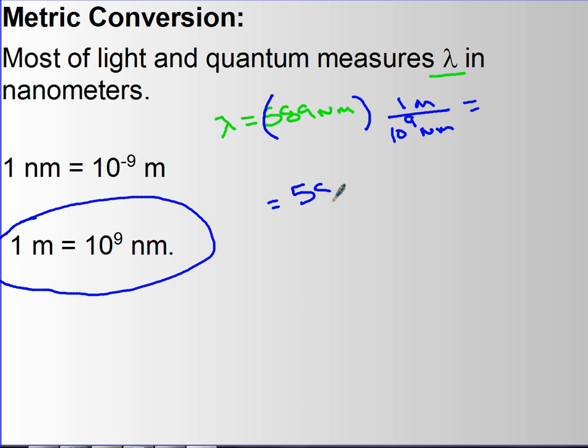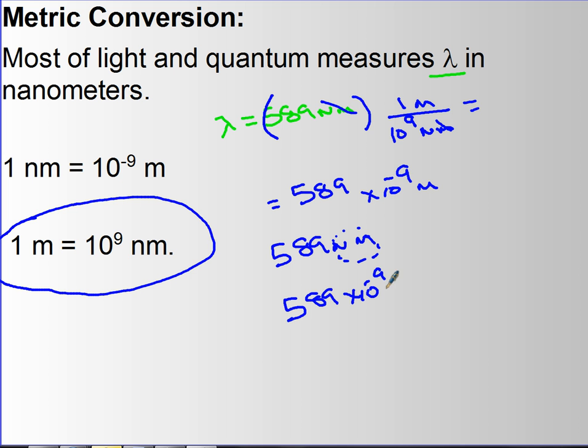So this is 5, 8, 9. Nanometers cancel. We're left with meters times 10 to the negative 9 meters. Now when you see nanometers, you can always replace it, I could have said 589 nanometers. I can just replace this nanometers with 5, 8, 9 times 10 to the negative 9th meters. You can do that. And then, of course, I don't care if you leave it this way or convert it to 5.89 times 10 to the negative 7 meters. Either way is fine.